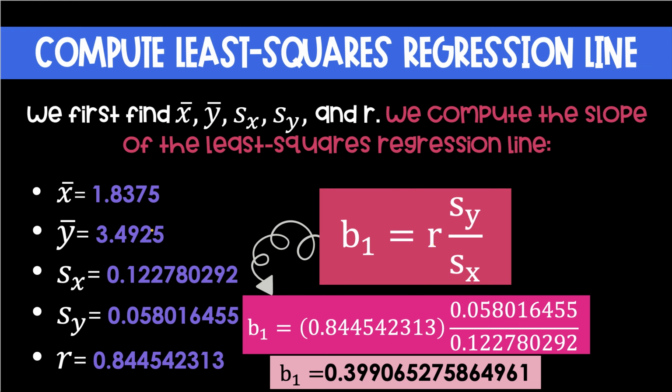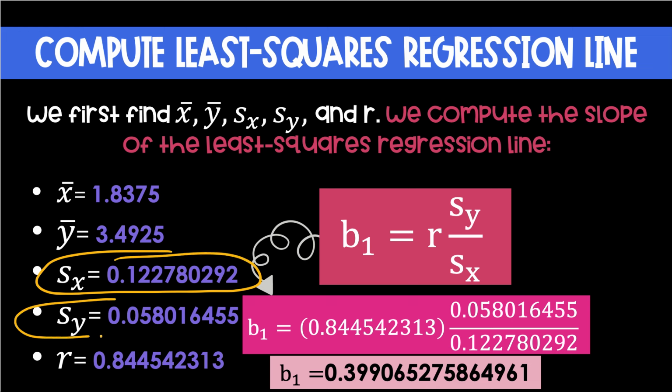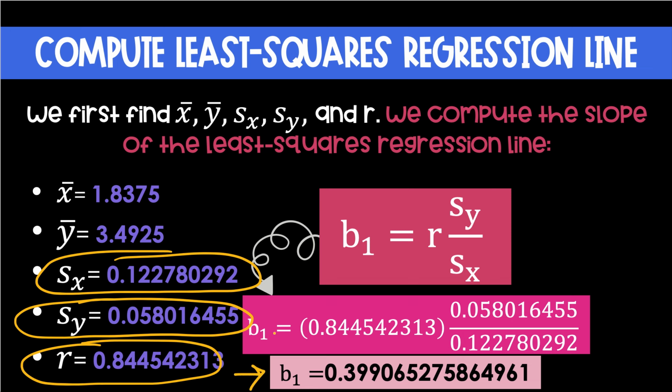So I'm just going to take those values and substitute them. I'm going to take my standard deviation for the x values, my standard deviation for the y values, and my correlation coefficient. I get that the slope is b sub 1 equals 0.399065.